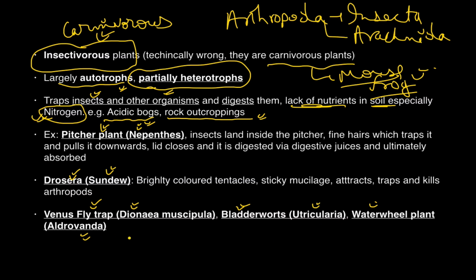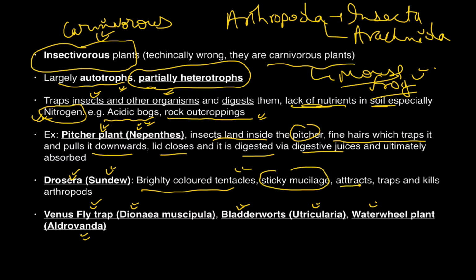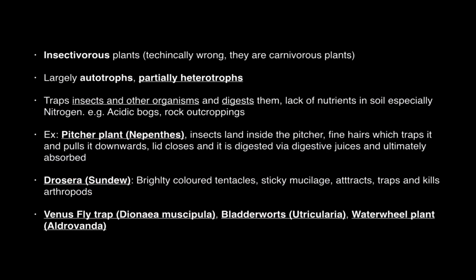If you remember these 5, there will be an MCQ, which of the following is not an insectivorous plant, or which of the following is an insectivorous plant, and 5 में से एक आएगा 100% guaranteed, और 3 आएंगे और 4th one will not be from this list, so you can easily make out. Now in the pitcher plant, an insect lands inside the pitcher, fine hairs trap it and pull it downwards, the lid closes, and it is digested by digestive juice, not important. And sundew has brightly colored tentacles with sticky mucilage which attracts, traps and kills arthropods. And finally there are different traps in this, so I'll show you the pics now.